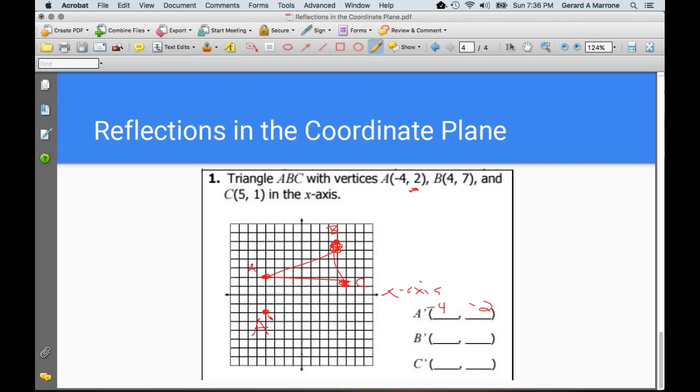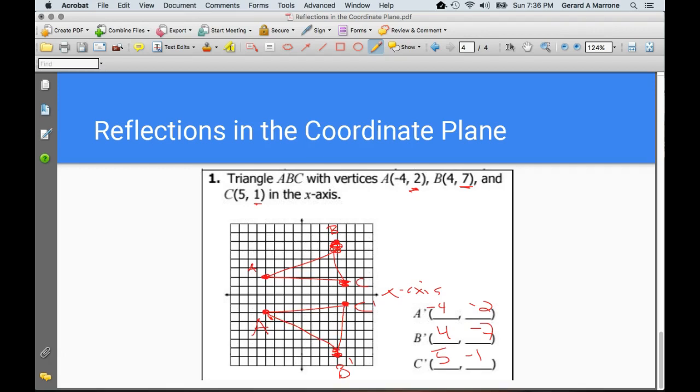B, we said, was 7 units away from the x-axis, so we're going to go down 7 units. 1, 2, 3. So there's B prime, and that point is at 4, -7. And point C, we said, was 1 unit from the x-axis, so we're going to go down 1 unit, and I've got C prime, which was at 5, -1. So your figure should look the same.